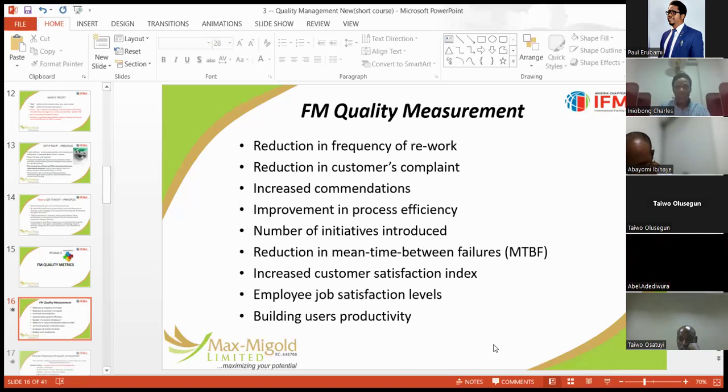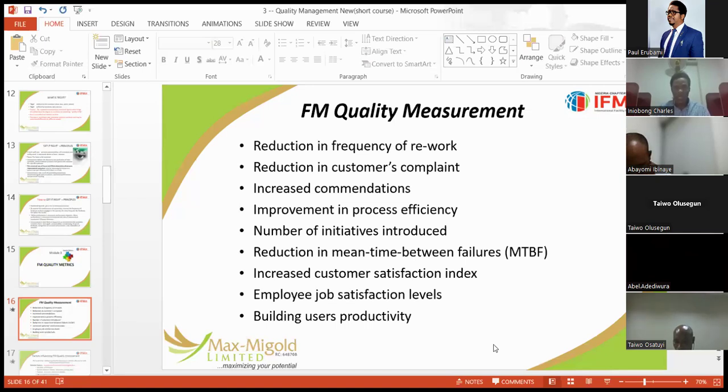Number two is reduction of customer complaints. It is a statistic that you check: how often does your client call your management to say work is not going on well, there are issues, or you are not doing well at site? So there must be a reduction in customer complaints. There are some SLAs that will tell you that if we have customer complaints within the week, then this is the penalty. You'll be penalized for that.